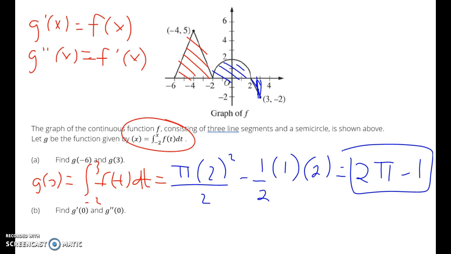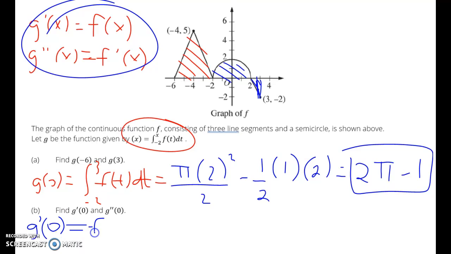Okay, so first part is all area computation. From here, the next part of the question, part B, asks for g prime of 0 and g double prime of 0. That's 100% based on these relationships we established at the beginning. This should not be a difficult question. G prime of 0 is the same thing as f of 0, which notice is the graph that I'm looking at. So at 0, there's an output right here at 2. F of 0 is 2. 1 point is earned. I don't need to do anything else.